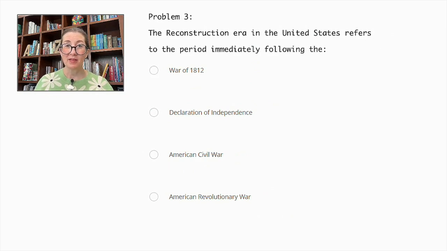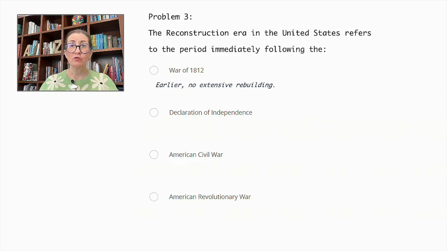Problem number 3. The Reconstruction era in the United States refers to the period immediately following the War of 1812, Declaration of Independence, American Civil War, or American Revolutionary War. The War of 1812 occurred much earlier, from 1812 to 1815, and did not involve the extensive rebuilding and reintegration of states that characterized Reconstruction. So let's eliminate that answer.